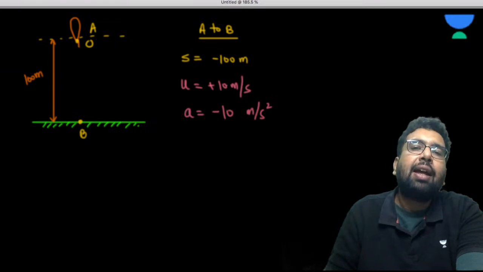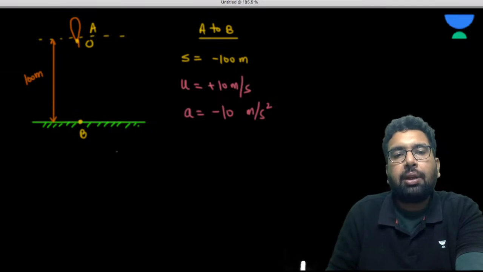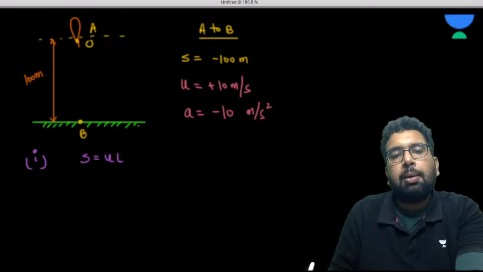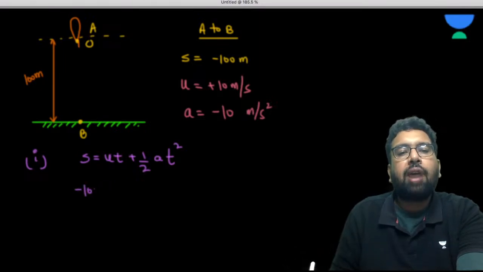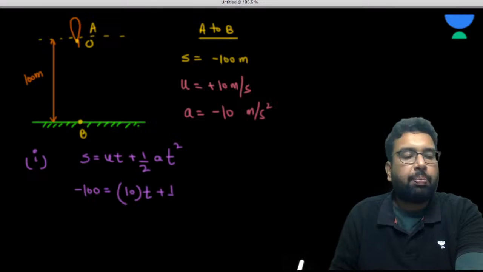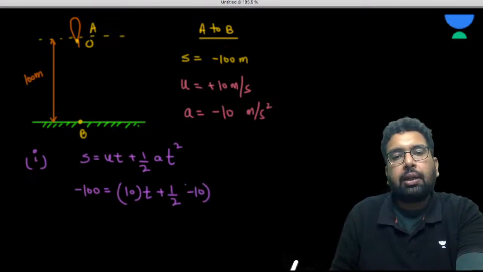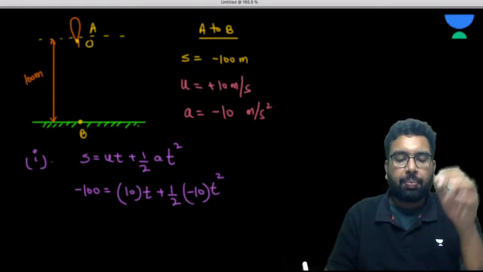Now we have s, we have u, we have a, and we have to get the time. So what is to be done? Sir, we know S is equal to ut plus half a t square. I can put the values here. S is going to be minus 100, u is going to be plus 10, and time we have to get, then this is going to be plus half minus 10 t square. Very, very simple, isn't it?